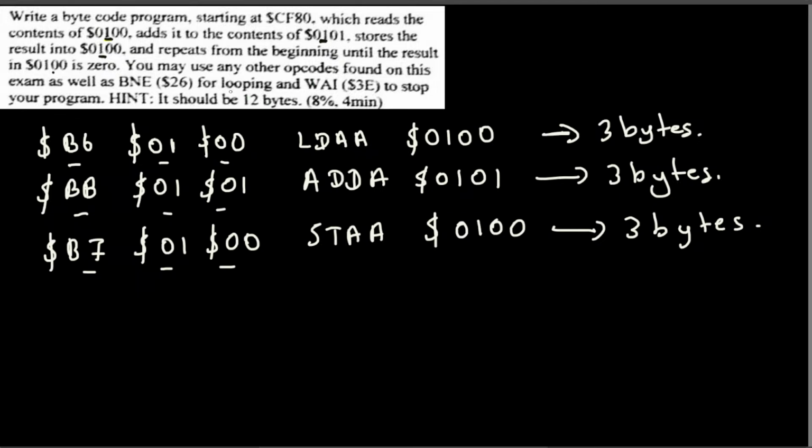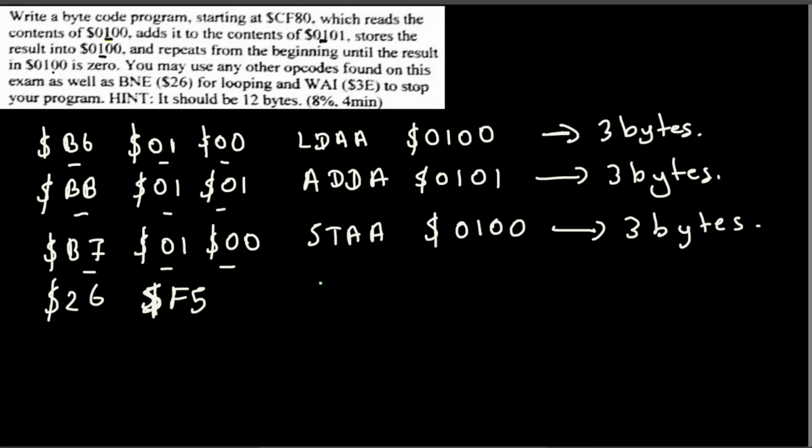And also here they say that it repeats from the beginning until the result in 0100 is 0. So to repeat the process until it becomes 0, we have to use something called BNE. BNE is basically branch if not equal to 0. So it's going to keep on branching until it equals 0. When it's equal to 0, it's going to exit the branch. So to do that, the offset is already mentioned, that is 26. Put that one right here. And there's one more thing you have to put for the BNE, that is F5.